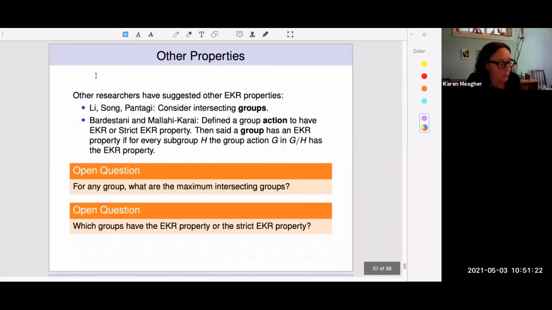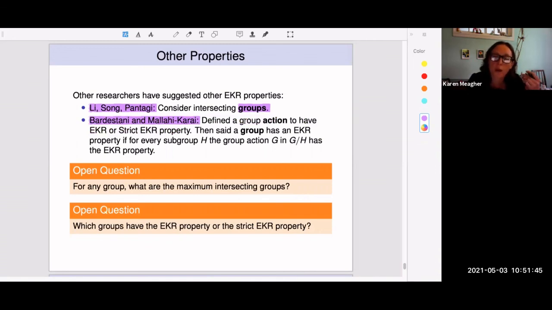Okay, so there are other properties that people have looked at. Lee, Song, and Pantangi looked at intersecting groups. So instead of asking what's the largest intersecting set in a group, what's the largest intersecting subgroup? And I think that's a good property. Then Behajaina and Maleki, they were more careful about their groups having the property.